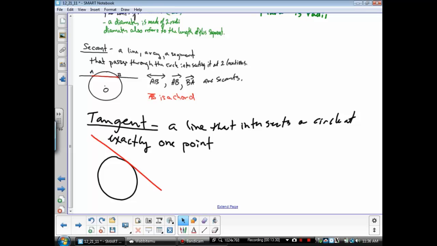A tangent intersects a circle at exactly one point. That point is called a point of tangency. And if we give this line a couple points so we can talk about it, call that point A and this point B, I would say that line AB is a tangent.